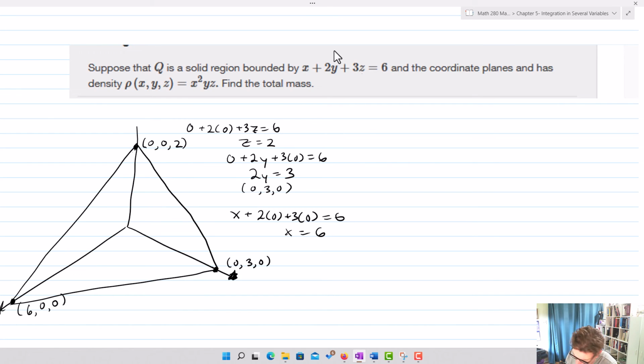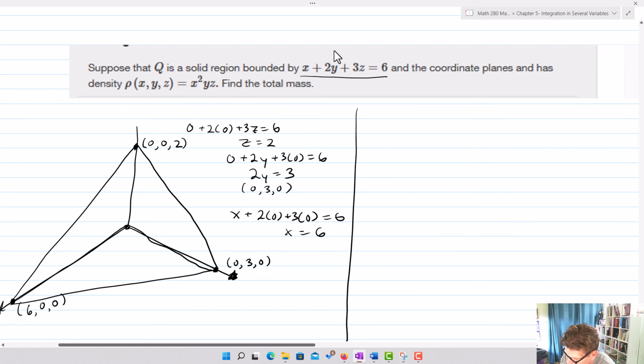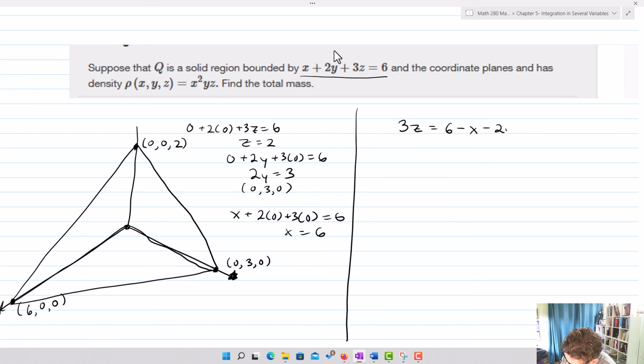A couple of things I want to do here: I'm just going to do the setup for our total mass. Then we're going to find our moments, and then our moments of inertia and our centers of mass. The first thing I have is this plane, so let's write it in terms of z. Let's find our bounds for our integral, because that's going to be the hardest thing. So 3z is going to equal 6 minus x minus 2y, and so z equals 2 minus 1/3 x minus 2/3 y.